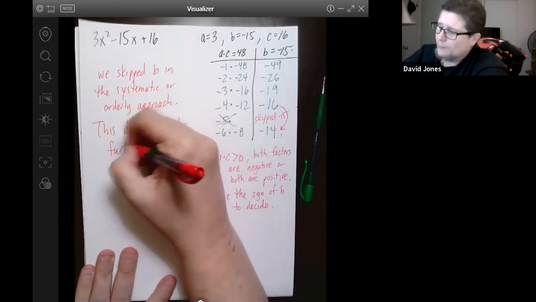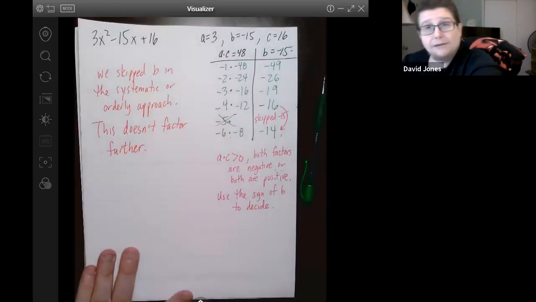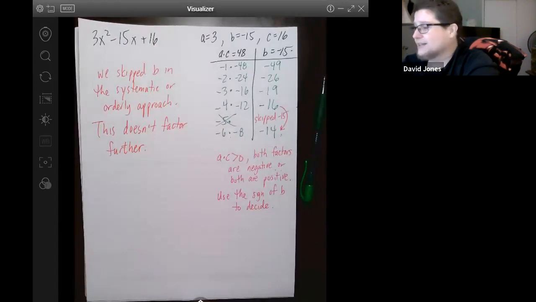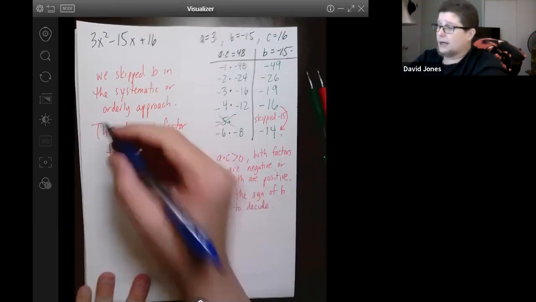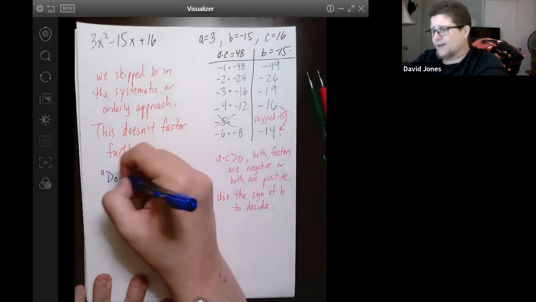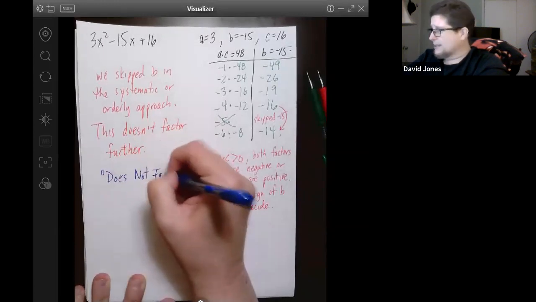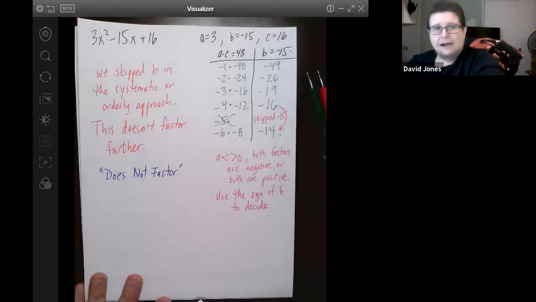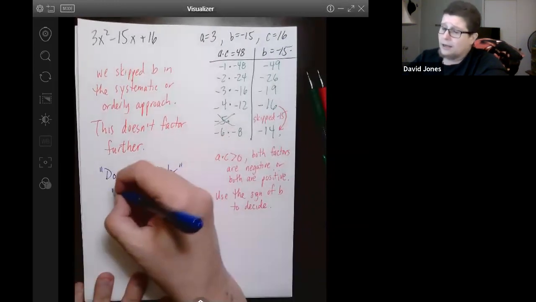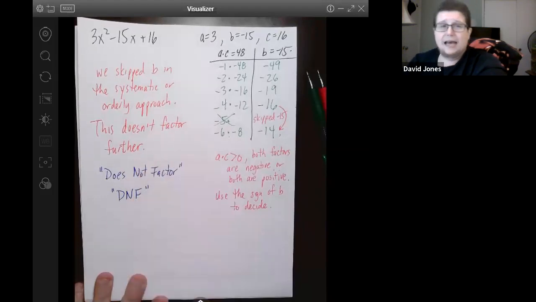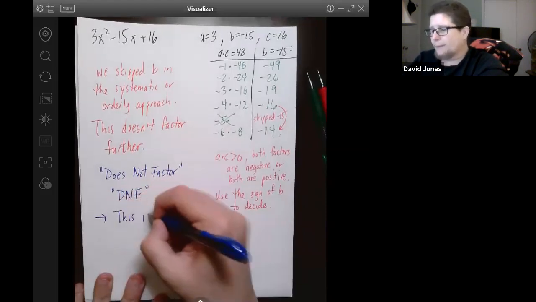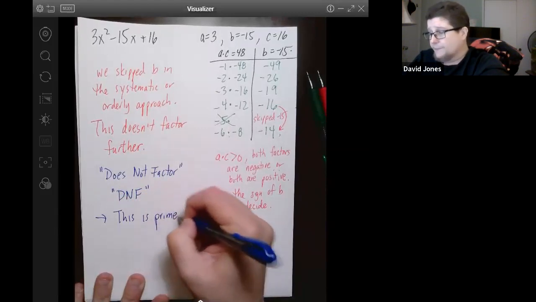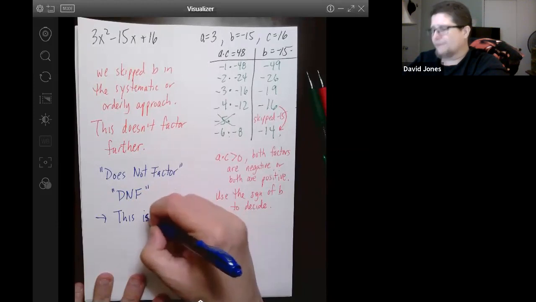I say further because if you had pulled out a GCF, at least it factors once with the GCF. This doesn't factor further. Some people put different things. They'll say does not factor. Like if we were to do this live in class, I would accept does not factor. If you're lazy like me, DNF. And the technical math jargon is this is prime. When something is prime, it cannot be factored.